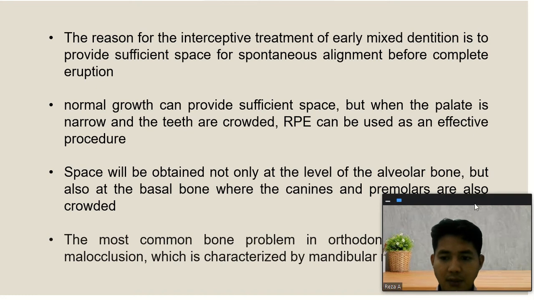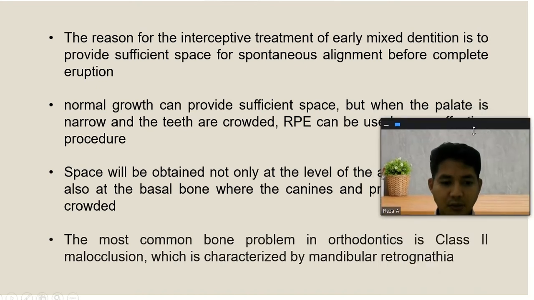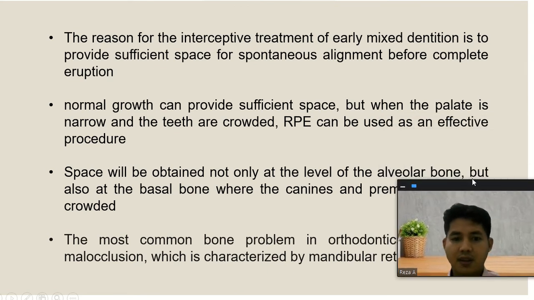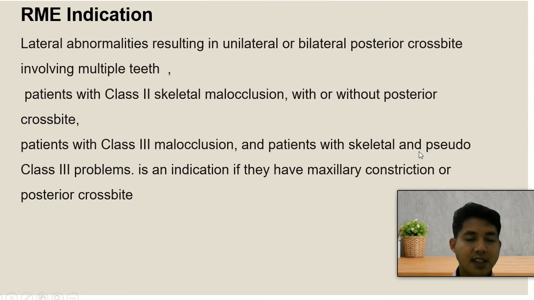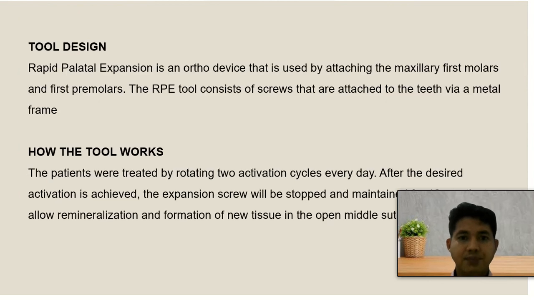The most common skeletal problem in orthodontics is class 2 malocclusion, which is characterized by mandibular retrognathism. RME indication: lateral abnormalities resulting in unilateral or bilateral posterior crossbite involving multiple teeth. Patients with class 2 skeletal malocclusion with or without posterior crossbite. Patients with class 3 malocclusion, and patients with skeletal and pseudo class 3 problems, are an indication if they have maxillary constriction or posterior crossbite.